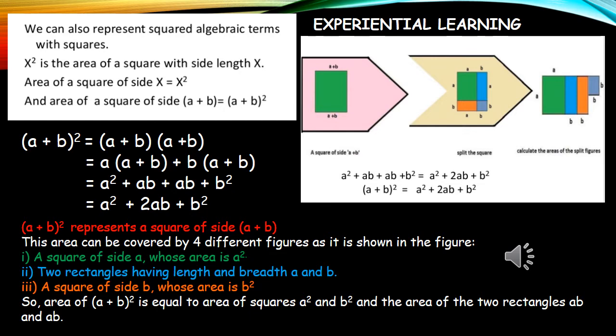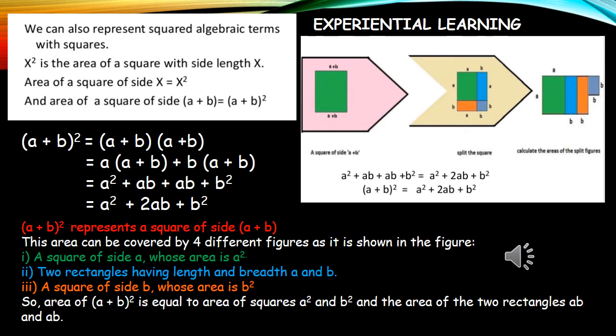Now, the first figure, the square, is represented by a square because each side is a, and the third figure, the smallest square, is represented by b square because each side is b. And the area of the rectangles is represented by ab and ab, because the area of a rectangle is given by the formula length into breadth. Here the length and breadth are a and b.